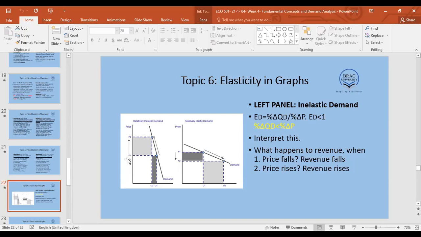Over here in inelastic demand, what happens? Price increases from P1 to P2. So what happens to the revenue? Is this the added revenue that the firm will enjoy? Yes, sir. And what is this rectangle? Before the price change, this big rectangle was the revenue of the firm. After the price increase, this is the loss in sales. People bought less, but isn't this rectangle smaller than the big rectangle? Yes, sir. So what does that mean? The change in quantity demanded is less than the change in price.